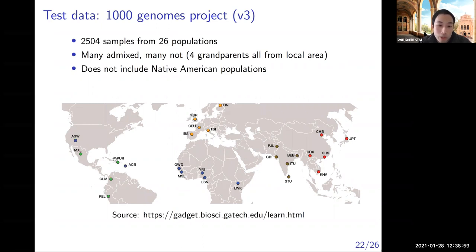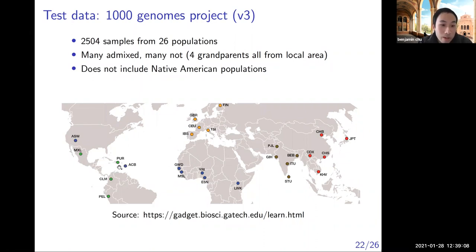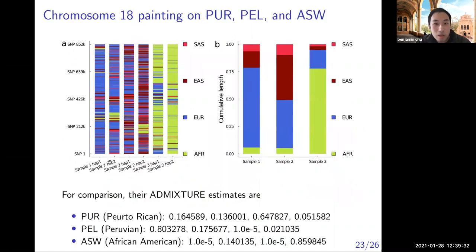But there are also populations like the Puerto Ricans, where from the historical context, we know that these populations are definitely admixed. So the experiment that we did was we took these populations that we know are definitely not admixed, and then we used those as a reference panel, and then we tried to infer the ancestry for these admixed individuals. So this is the result, right?